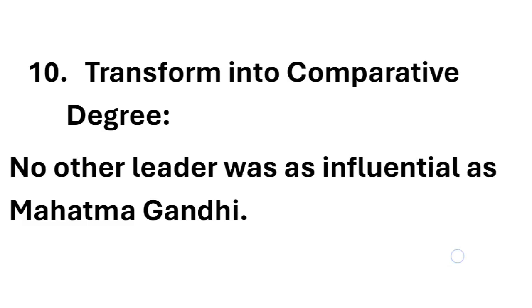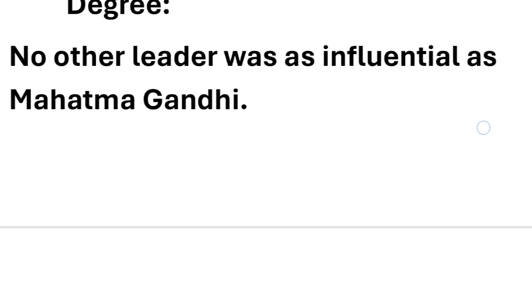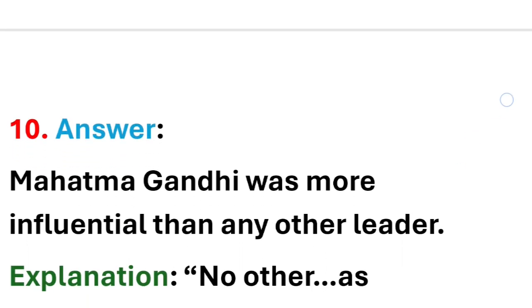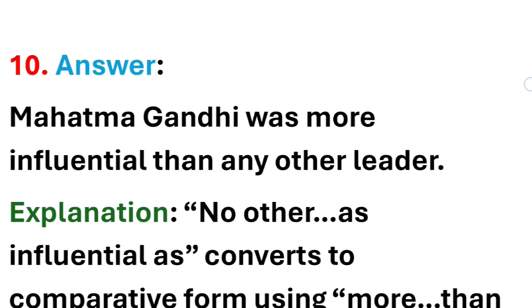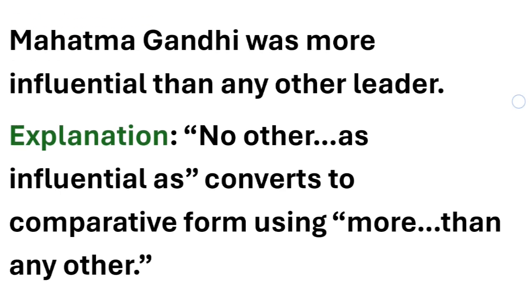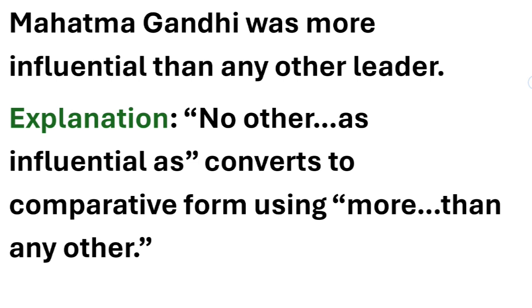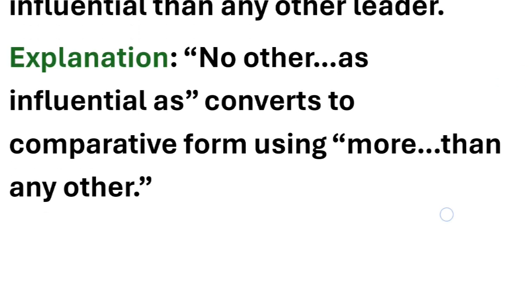Now the last question we had is question 10, transform into comparative degree. No other leader was as influential as Mahatma Gandhi. So this is given in positive and we have to convert it to comparative. So the answer should be: Mahatma Gandhi was more influential than any other leader. Why so? Because in positive, if there is a sentence that starts with "no other" than adjective and "as" in the end, as influential as, this will convert to comparative form using "more than any other."